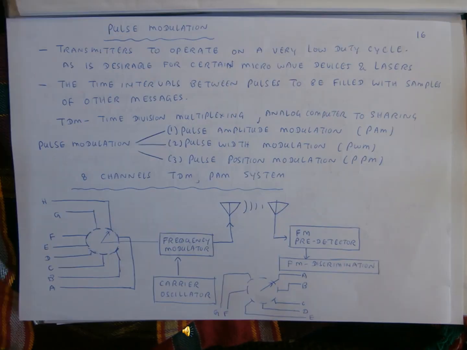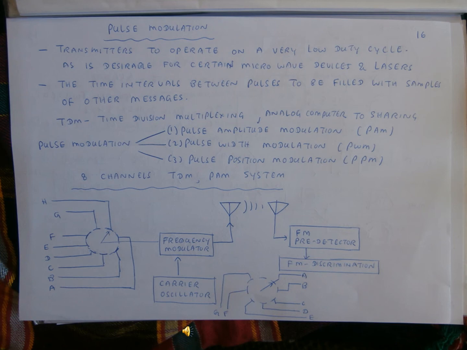There is one way, pulse modulation. In this case, a transmitter operates on a very low duty cycle, as is desirable for the microwave device and the laser. For the microwave device and the laser, a transmitter needs to operate on a very low duty cycle, and the time intervals between the pulses are filled with samples or other messages. So there will be a gap, the time interval between the microwave pulses, to be filled with other samples or messages.